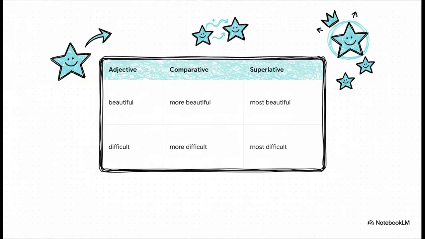I mean, think about it. You would never say beautifuler. It just sounds wrong, doesn't it? You'd say more beautiful. And the same goes for superlatives. It's not difficultest, it's most difficult. It's just a clean, simple rule for all those longer words.